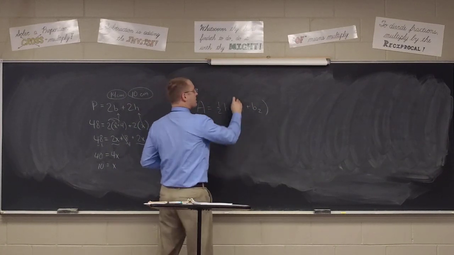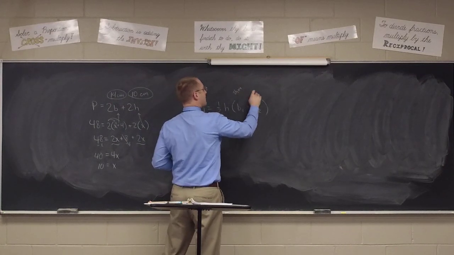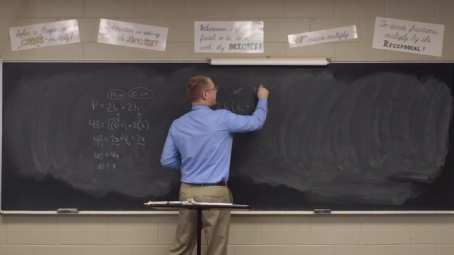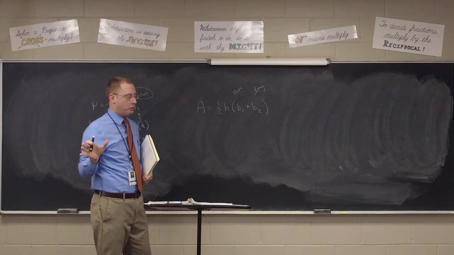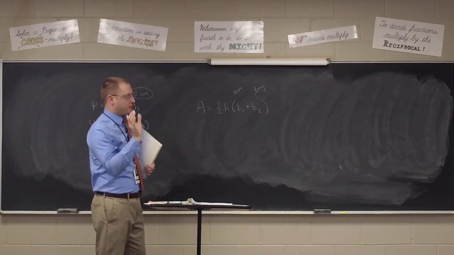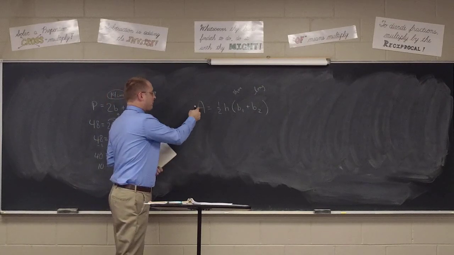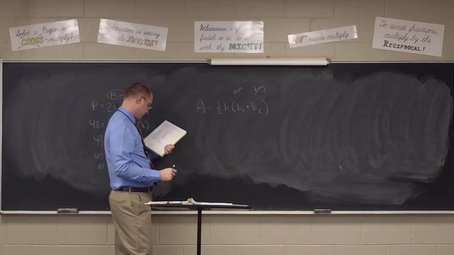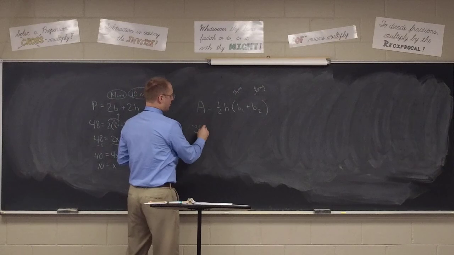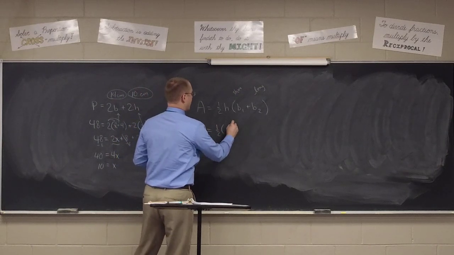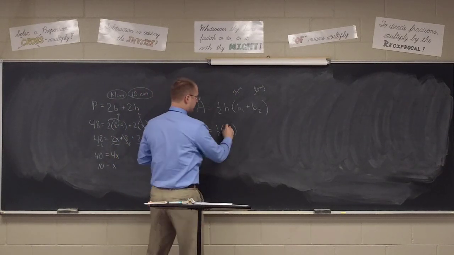And let's say that base 1 is the short and base 2 is the long. Now it doesn't really matter which one you call which, okay? But just for sake of knowing what we're doing on the board, base 1 is going to be the short one, base 2 is going to be the long one. What do I plug in for the A? 32. In for the H? 2.